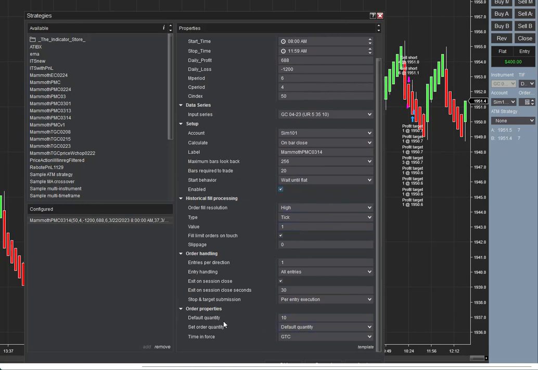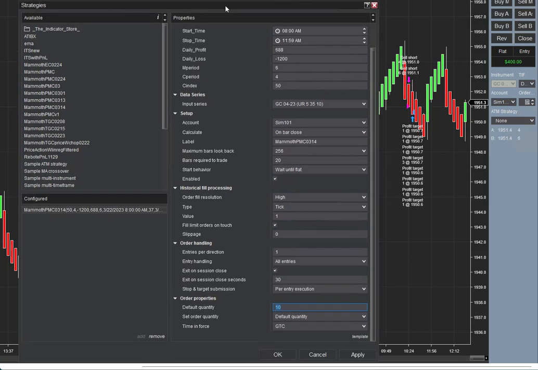Then you go to default quantity. I set it to 10. Now, 10 contracts, that's a pretty big order. Usually, you'll get filled, no problem, most of the time, but you'll probably fill at different prices. And you should look at it on the side.